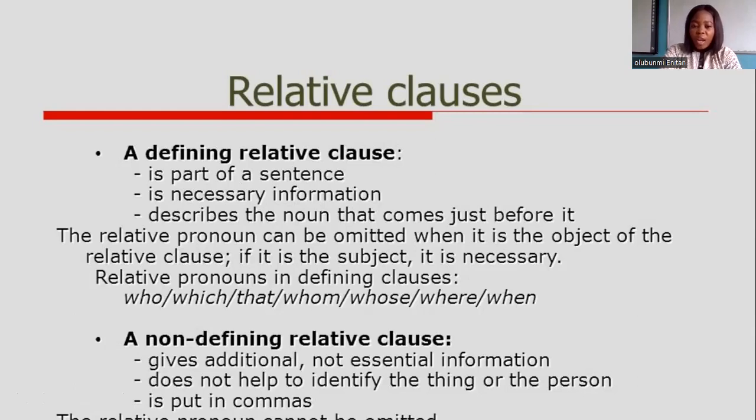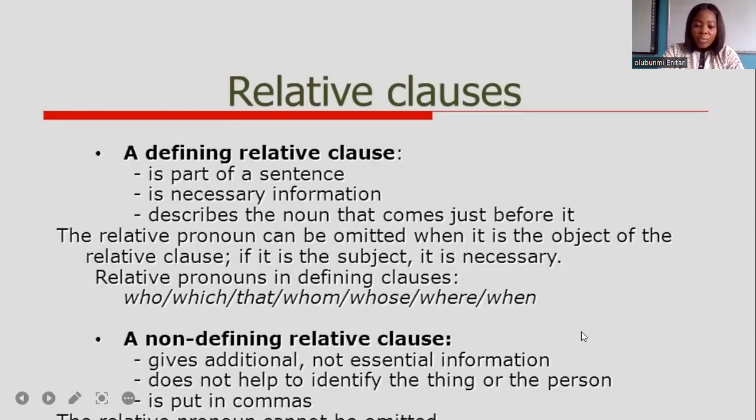The relative pronoun can be omitted when it is the object of the relative clause. If it is the subject, it is necessary. Relative pronouns that you use in defining clauses are who, which, that, whom, whose, where, when. So one major thing to know about the defining relative clause is that it's a necessary part of the information. If you have a full sentence and there's a relative clause, that relative clause should make sense. It will give the total information.